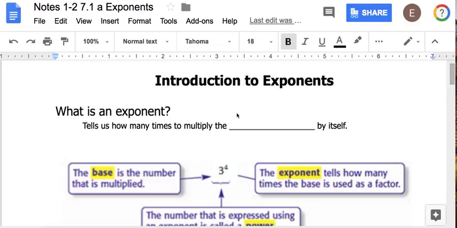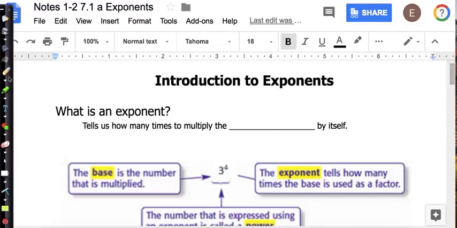So what is an exponent? Remember, it tells us how many times to multiply the base. So go ahead and fill in the word base by itself. Now, the base is the number that is being multiplied together. The exponent tells us how many times to multiply the base. And the number that is expressed using an exponent is called the power. So we call this 3 to the 4th power.